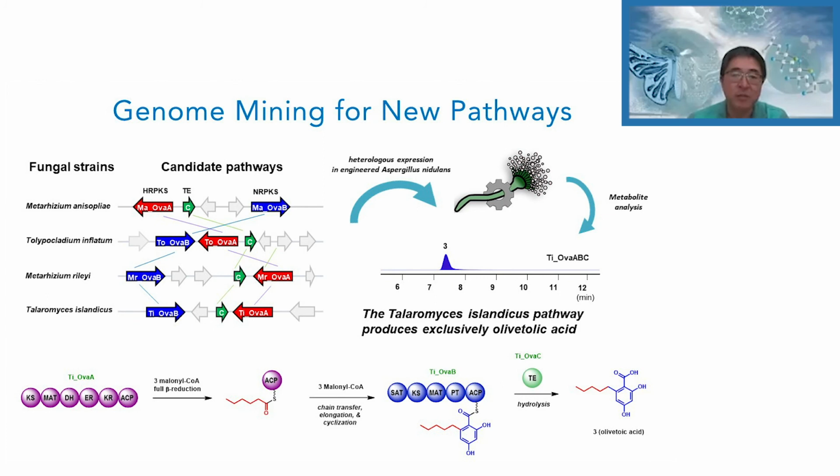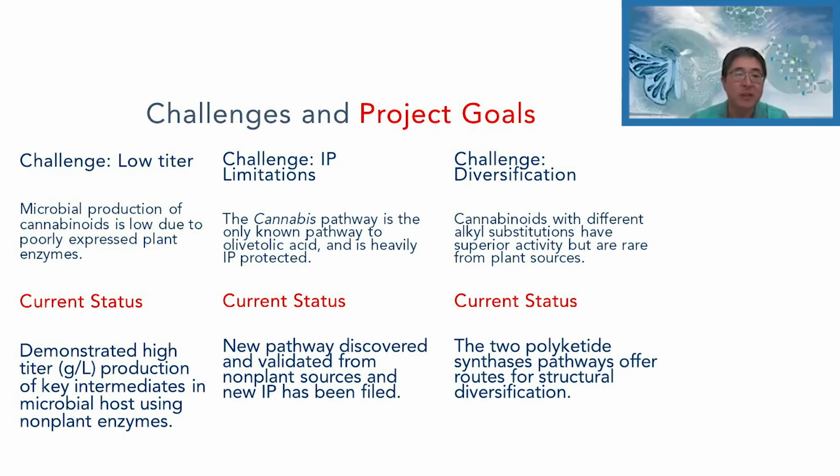We also tested the other pathway. We can show that one of the pathways we found can produce alpha-lipoic acid as a single compound, allowing us to take this pathway further into the actual cannabinoids. Let me summarize: our challenge was low titer, and we have demonstrated that new pathways discovered in fungi can produce key intermediates at gram per liter scale, which is a significant first step.